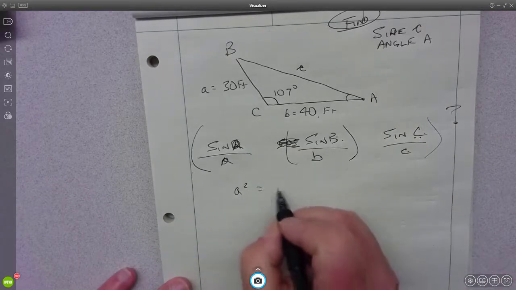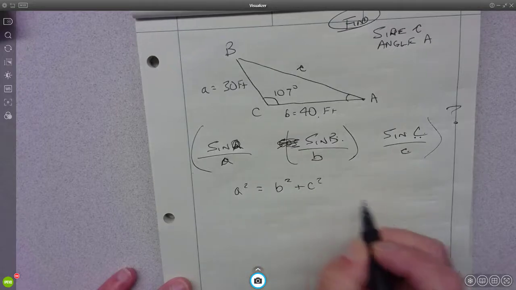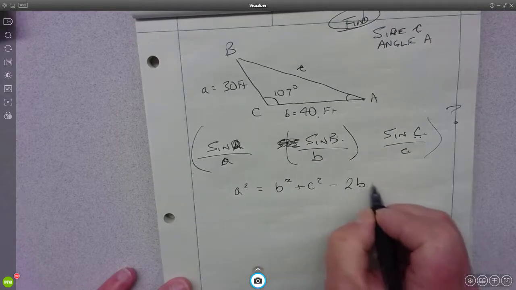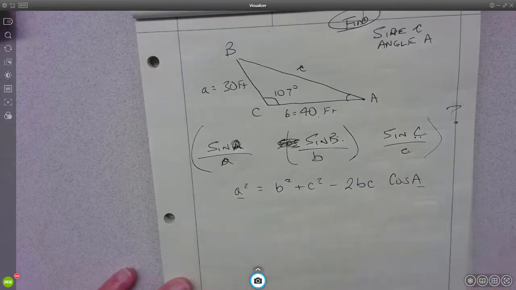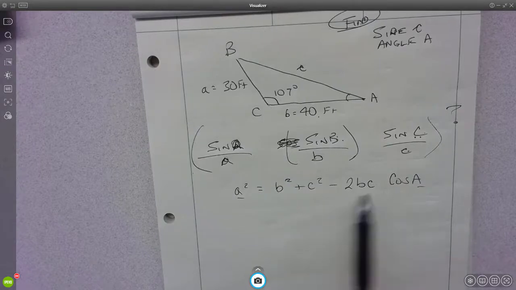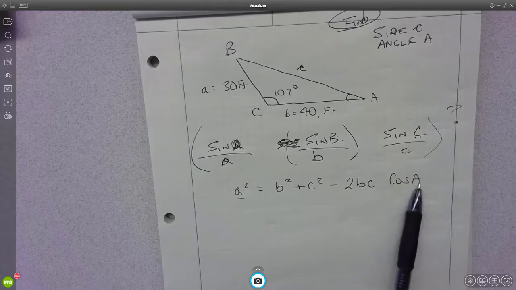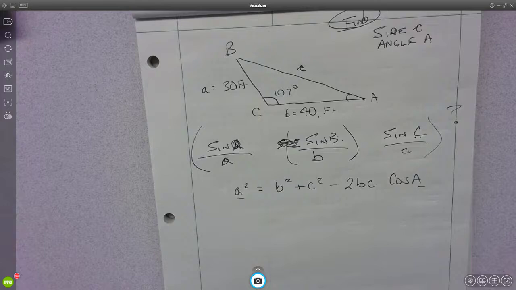A squared equals B squared plus C squared minus 2BC cosine A. That thing. That has 1, 2, 3, 4 variables in it. If I know 3 of the 4, I can solve for something. So how do you know what letter goes first? So I just wrote the equation in the first form or whatever form I could think of, right?